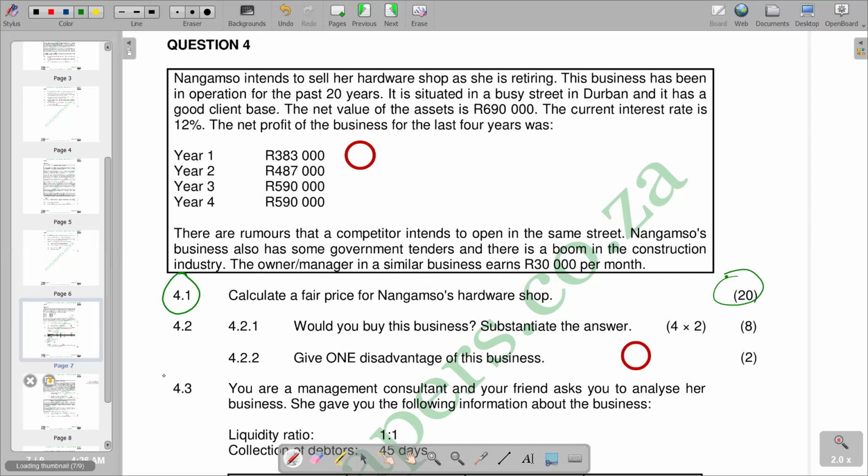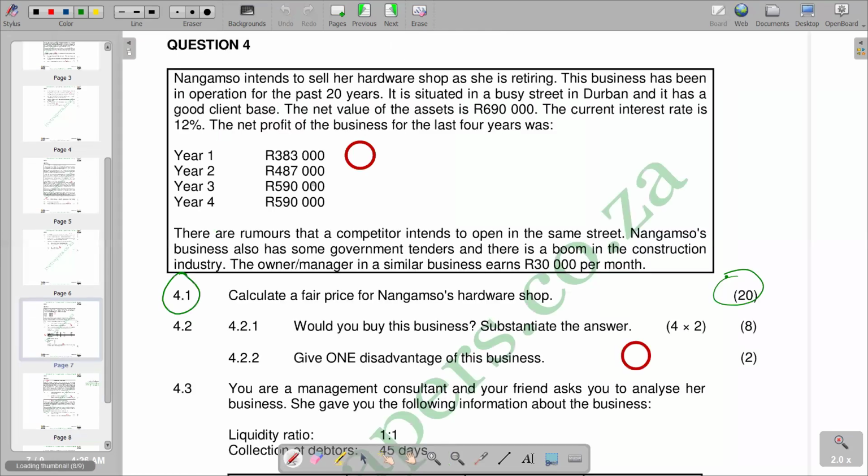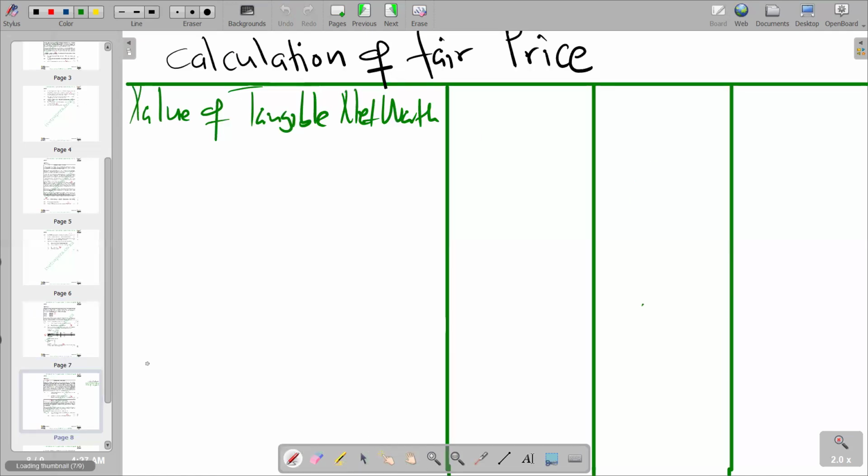On our answer section, you'll see that we have a statement that we need to fill in. On the calculation of fair price, we are going to start with our value of tangible net worth. We get it from the question, where we are given that it is in a busy street and has a good client base, then the net value of the assets is 690,000. So that's the figure representing the value of tangible net worth. We come here and put our 690,000, obviously in the last column.